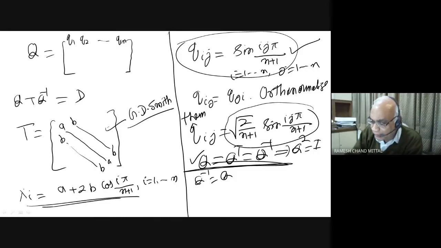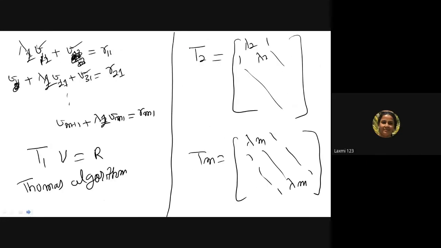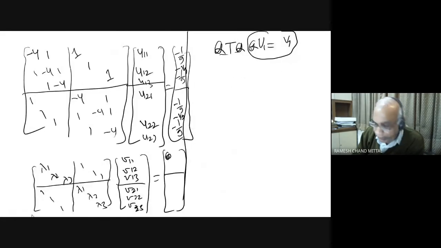Given this formula, I have given the eigenvectors also. So what I've done is that I got this system.